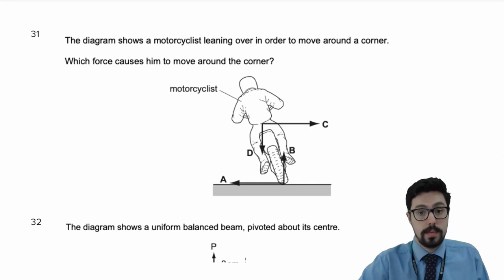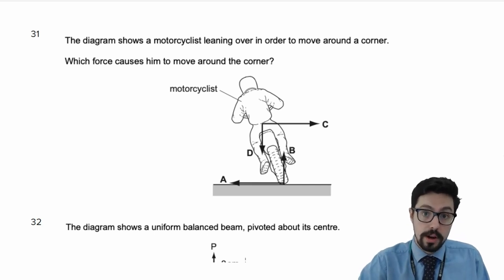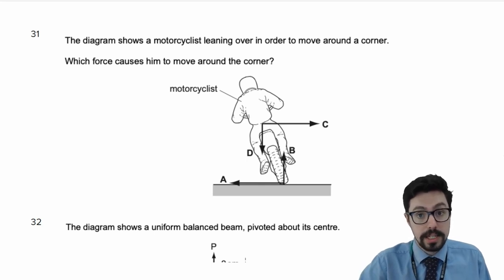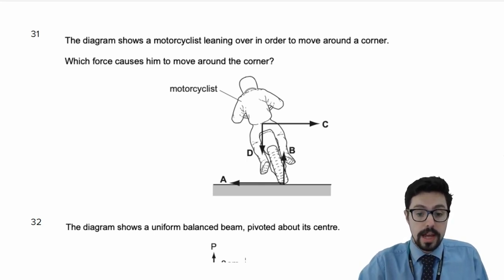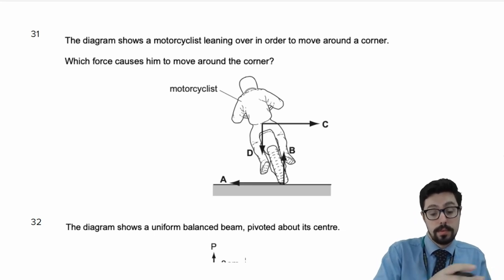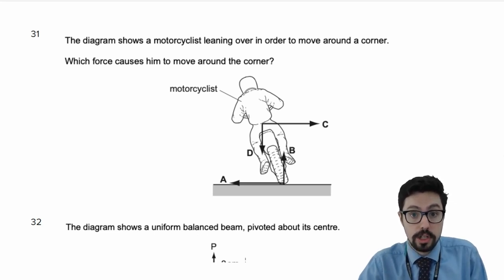Number 31. Okay, so number 31 is us going back to the centripetal force. So we know for someone going in a circle or going around a corner, in order for that to happen, there must be a force acting towards the center of the circle. Okay, so it won't be going up or down, it must be acting towards the center. Okay, if he's leaning into a corner, as a motorcyclist leans into a corner, that's the direction they will turn. Okay. The centripetal force needs to be provided by a real life force in that situation.